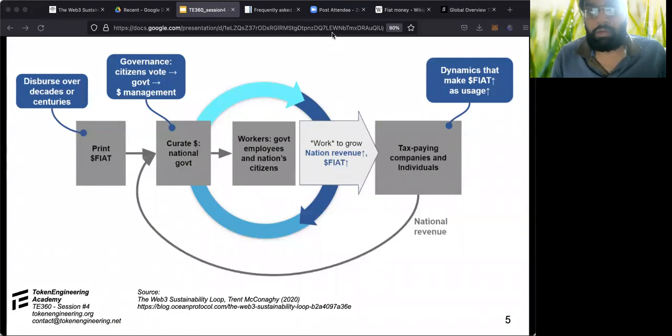I guess in DAOs, it would be something like, okay, I don't know what the equivalent would be in a DAO.